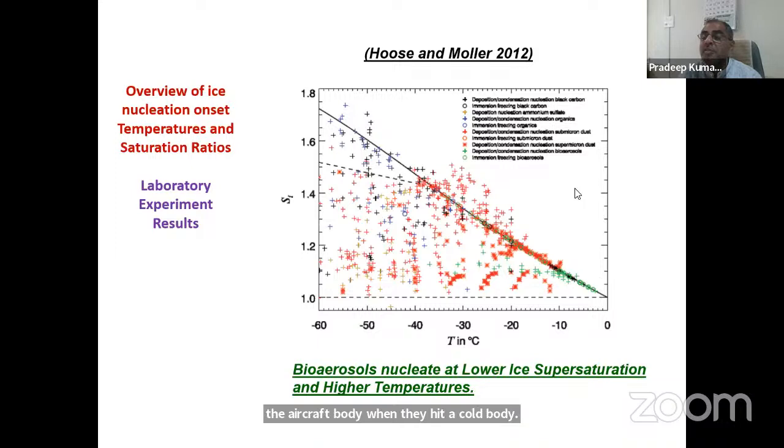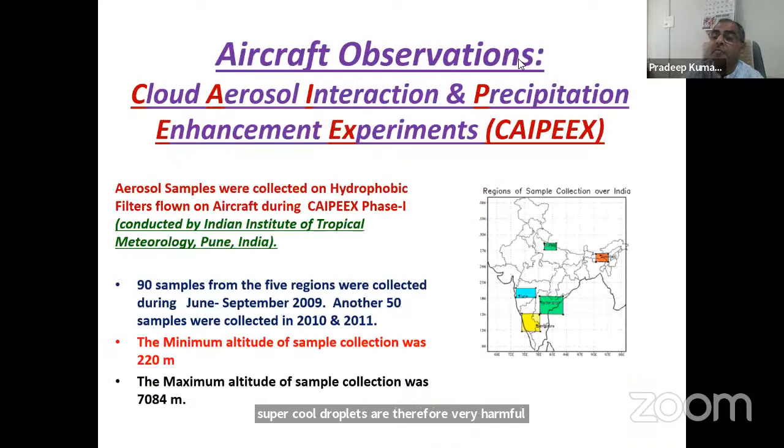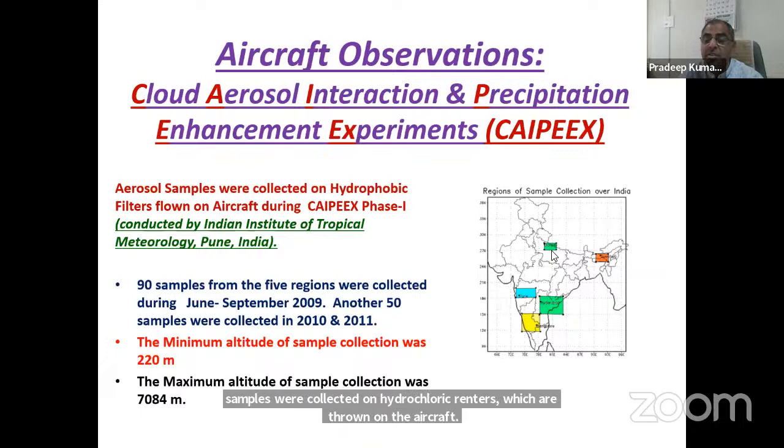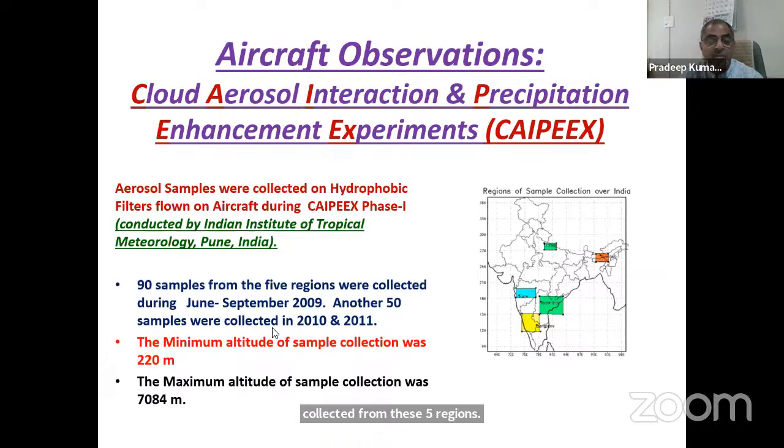So now I'll give you the field observations. These are the aircraft observations which were done over the Indian region during the Cloud Aerosol Interaction and Precipitation Enhancement Experiment, CAIPEEX. In phase one, which happened during 2009 to 11, conducted by the Indian Institute of Tropical Meteorology located at Pune, India, aerosol samples were collected on hydrophobic filters flown on the aircraft. So 90 samples were collected from these five regions. The regions are given here. And another 50 samples were collected in 2010 and 11, 90 during June to September 2009.